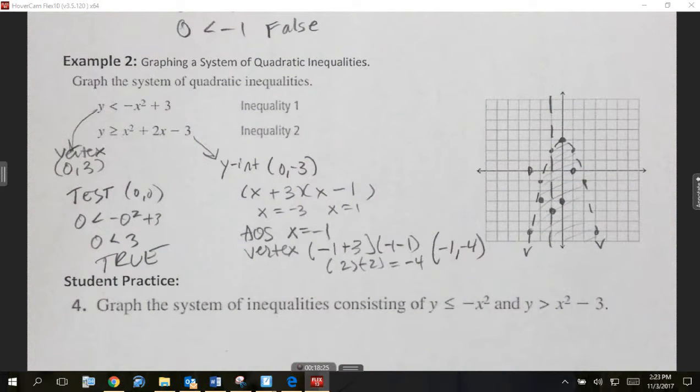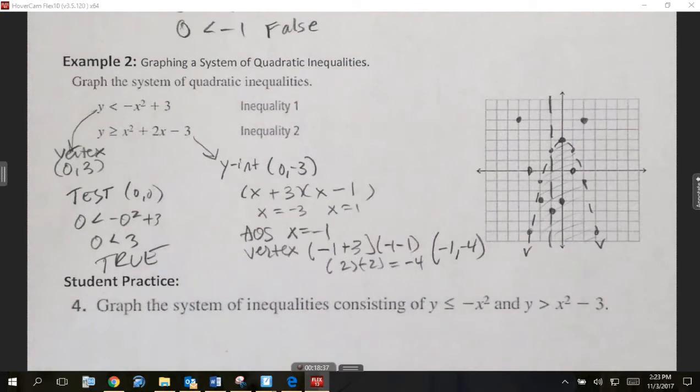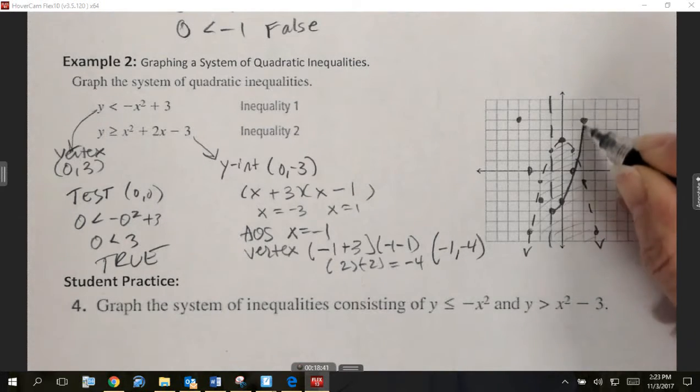I have a mirror point for the y-intercept. So I have at least 5 points, so I've got my equation. This one is the parent function also. There's no stretch, so I could find more points if I want them. Is this going to be solid or dashed? This one's solid because it is equal to.